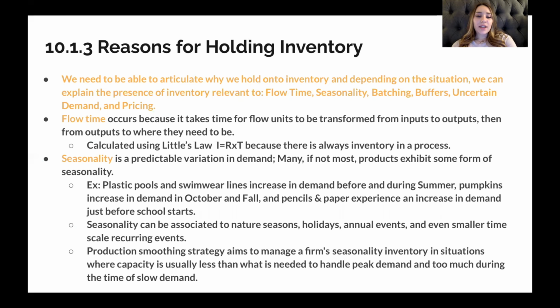The production smoothing strategy is able to manage a firm's seasonal inventory in situations where capacity is usually less than what is needed to handle peak demand, but also be able to handle too much during times of slow demand as well.